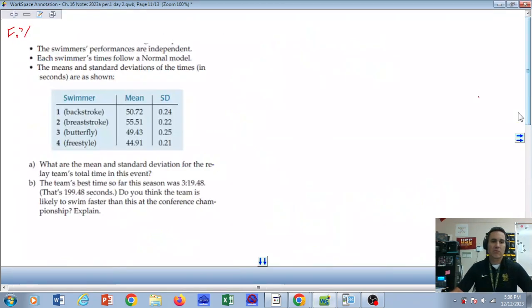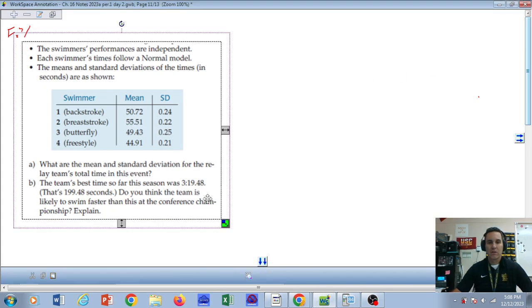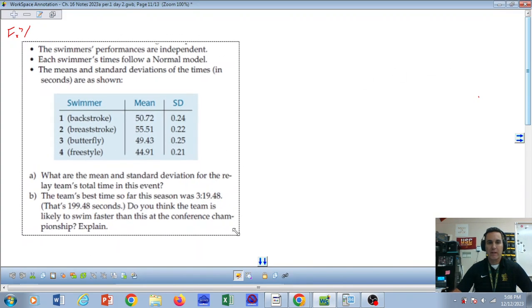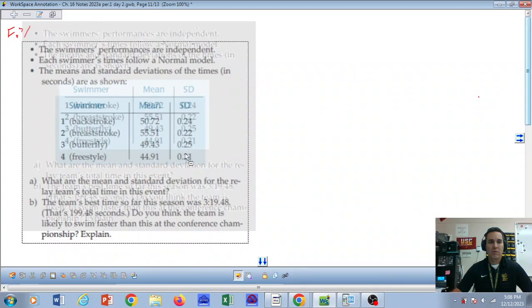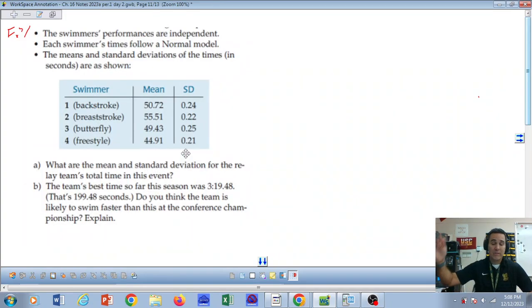This one is very similar to homework. There is a problem on homework that looks like this. So I love swimming problems, right? I used to coach swimming. I don't even know how many years I've coached swimming. I haven't coached in a few years, but overall I probably have coached a total of 11 or 12 years of swimming.